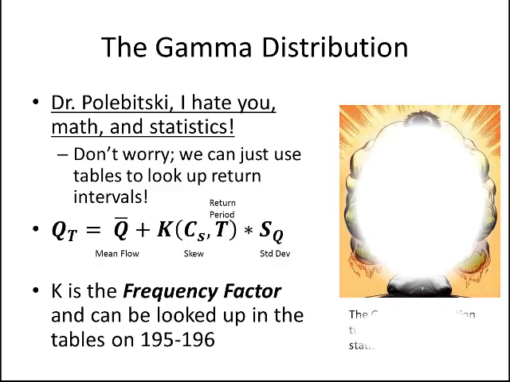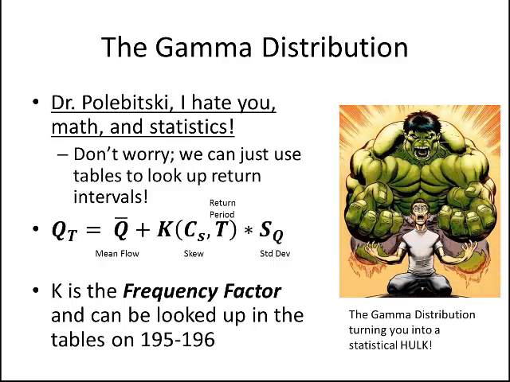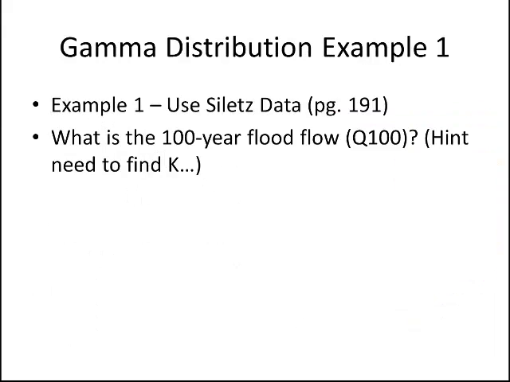So let's look at an example here. Hopefully it won't turn you, or maybe you want to be turned into the statistical Hulk, I'm not sure. Let's look at an example, continuing with the Saugeen data that our hydrology textbook uses. This is example 3-12 on page 197. We want to know what's the 100-year flood flow again, but now using the gamma distribution to estimate it, instead of the normal distribution like we did in the previous lecture segment.